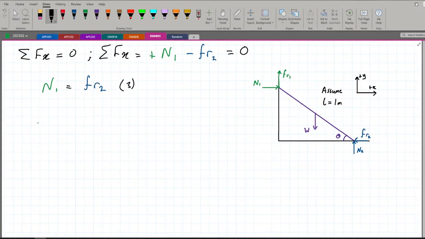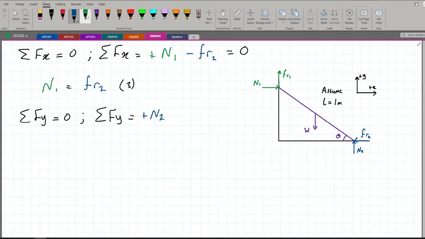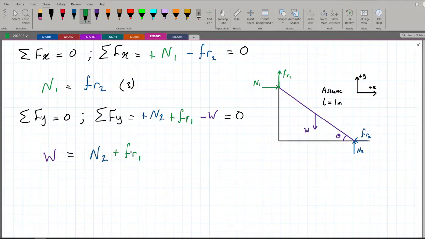And I'll make it a bit smaller and keep it here on the side. So again, we're going to do now our sigma fy, which is equal to 0. Sigma fy is going to be, remember, up is positive, down is negative. So we have our positive n2, positive fr1, and our negative weight, because weight is going downwards, is equal to 0. Okay, another way of rewriting this equation would be the weight is equal to n2 plus fr1. Okay, now this will be our fourth equation.